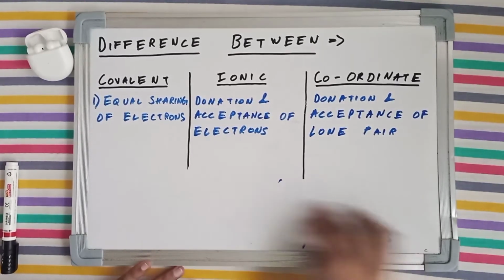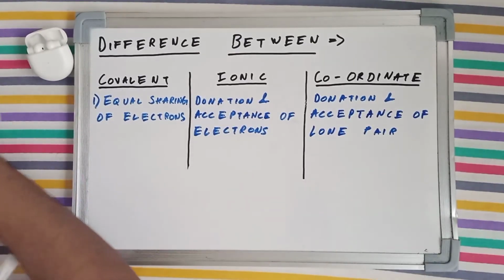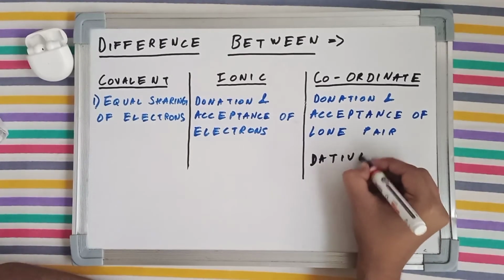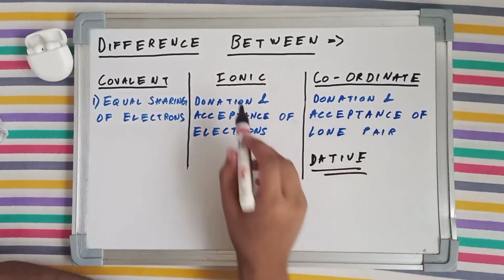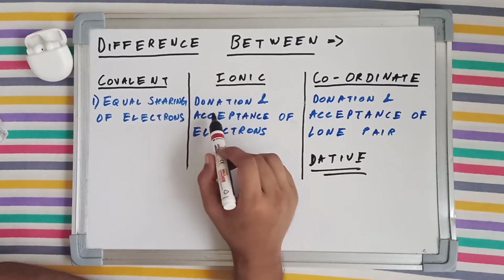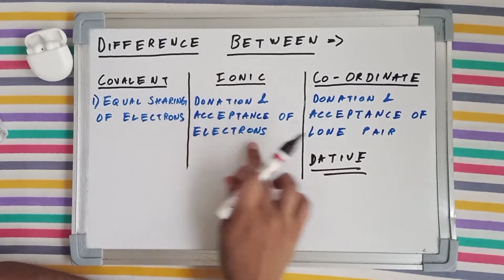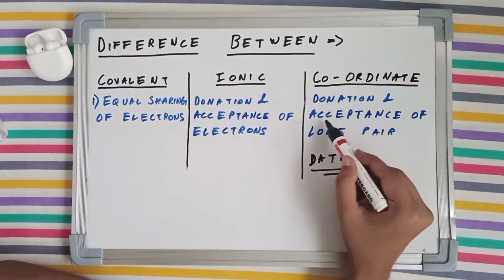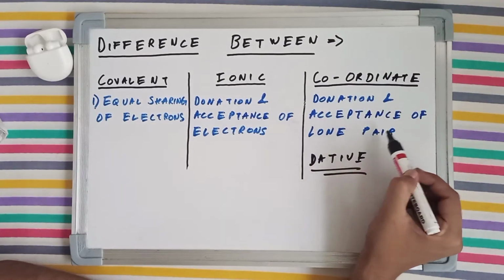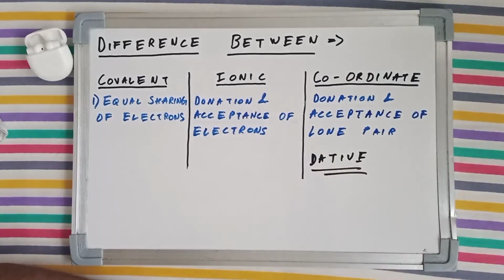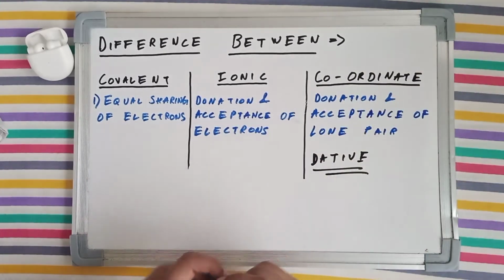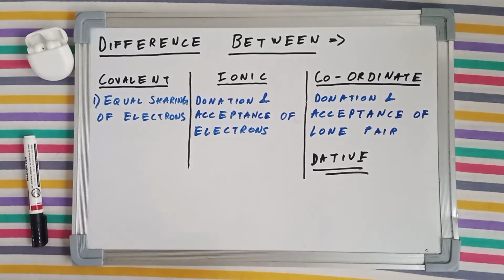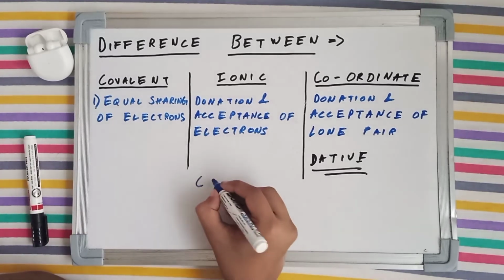Now let's talk about coordinate bond. Coordinate bond is also known as dative bond. Now in ionic bond, I told you that there is a donation and acceptance of electrons, whereas in coordinate bond there is a donation and acceptance of lone pair or lone pairs. Okay, and also coordinate bond is also known as dative bond. Let's see an example. Let's talk about carbon monoxide.